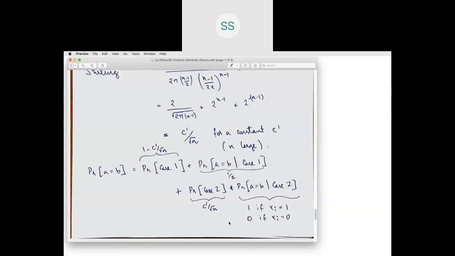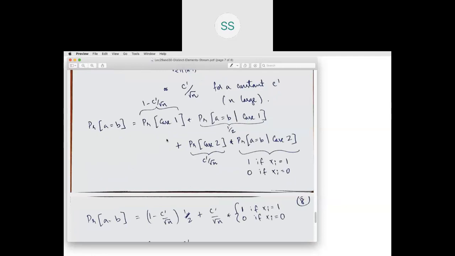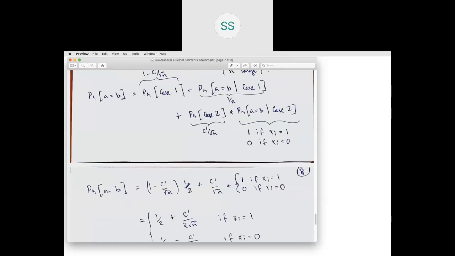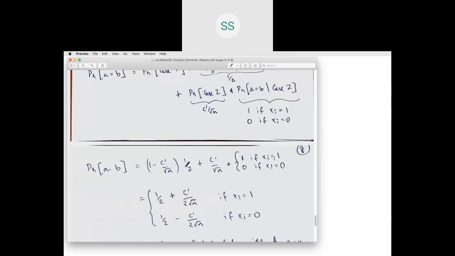So now let us sum it all up. The first term gives us 1 minus c dash divided by square root n multiplied by half, plus c dash divided by square root n, the probability of case 2 happening, times 1 if xi equal to 1 and 0 if xi equal to 0. It's exactly this. So now we have two cases. If xi equal to 1, then we get this sum, half plus c prime divided by 2 square root n, or half minus c prime divided by 2 square root n if xi equal to 0. First case when xi equal to 1, second case when xi equal to 0. So that is the probability that a equal to b.